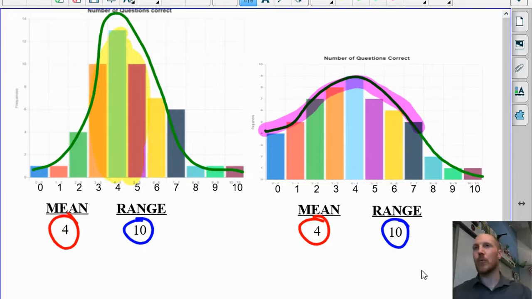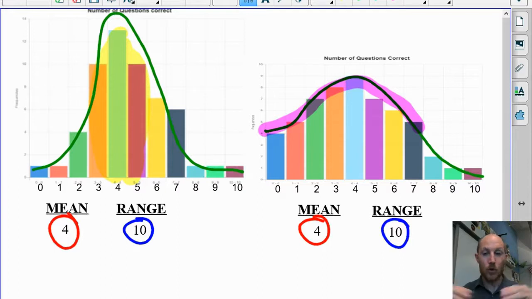If we were to randomly choose one person out of our class, most likely we would end up someplace right here in the center, 3, 4, 5 questions correct. If we randomly chose someone out of that whole group from the other class, it could be almost equally likely that they would have any of these different numbers of questions correct, right? So although there are some similarities, there are also some very important differences.